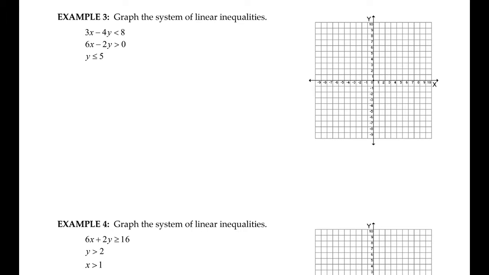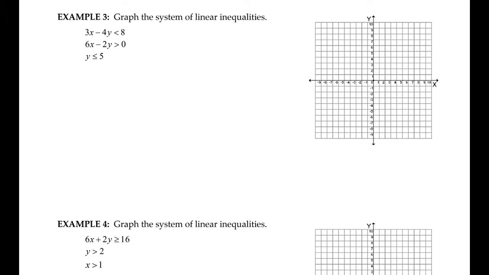We're going to do the same steps for example 3 as we did with example 1 and 2. The only difference is now that I have 3 inequalities instead of just 2, but we're going to treat them the same way. We're going to graph all 3 and then find where the overlap would have occurred.